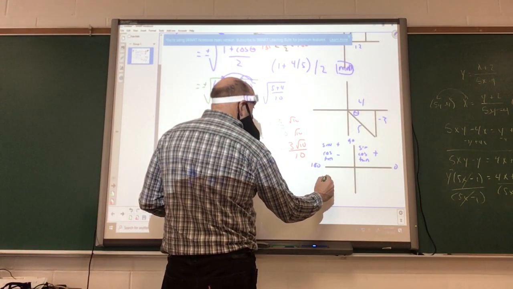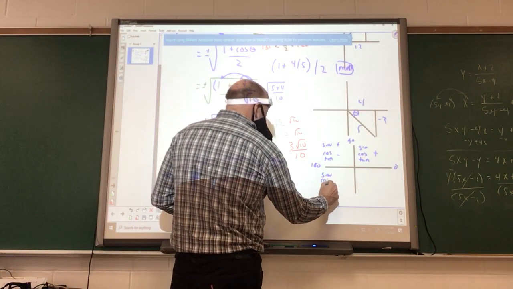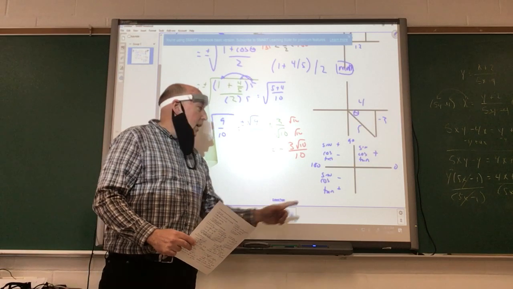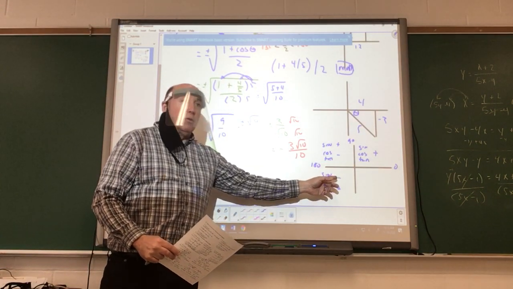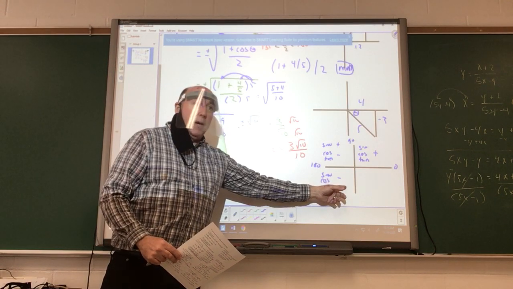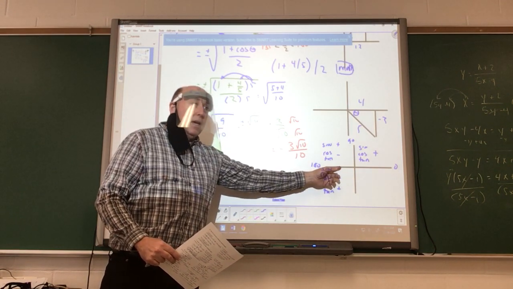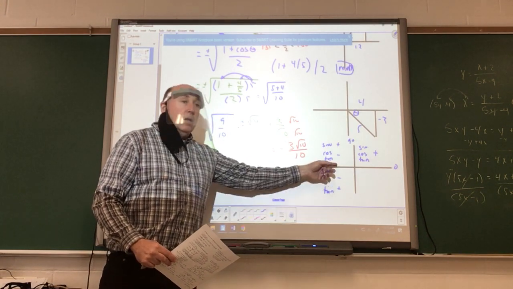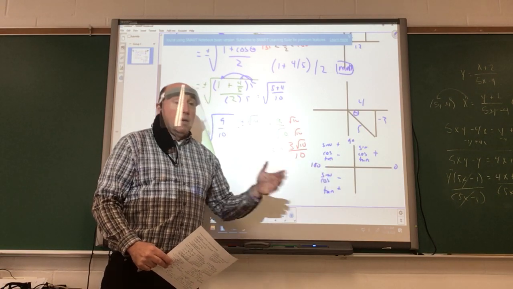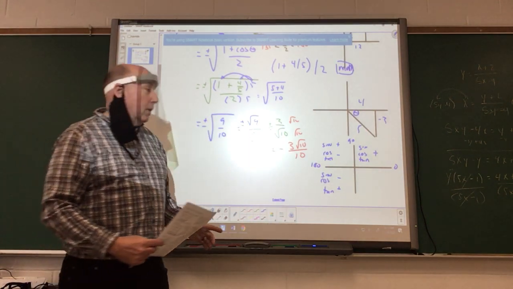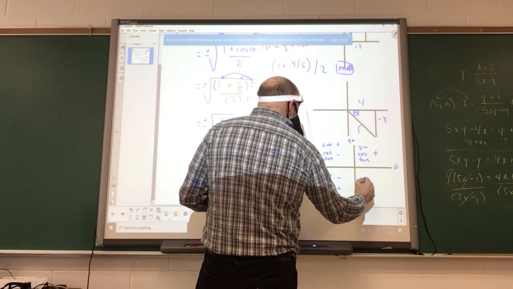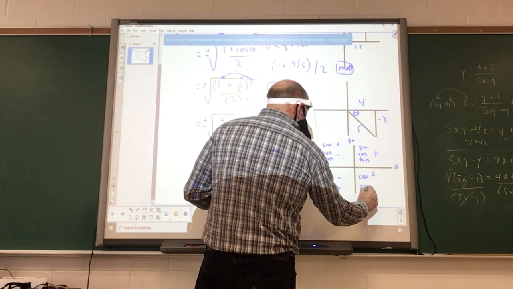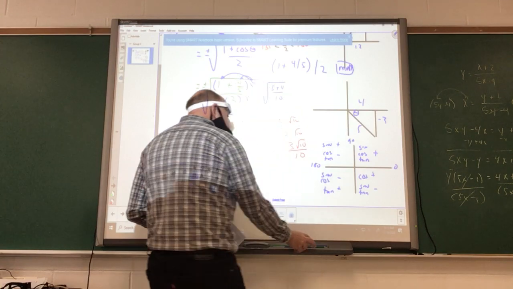In quadrant number 3, the sine and the cosine are both negative, the tangent is positive. Once again, opposite over hypotenuse in quadrant 3. Opposite's negative, hypotenuse is positive. Cosine, adjacent's negative, hypotenuse is positive. So you have negative over positive. Tangent, opposite's negative, adjacent's negative, negative divided by negative is a positive. And in quadrant number 4, the cosine is positive, the sine and the tangent are both negative.